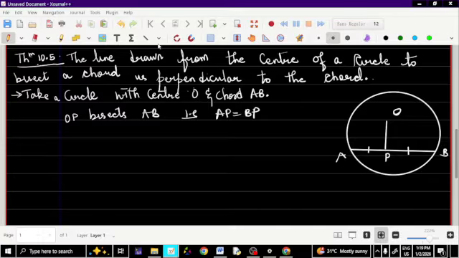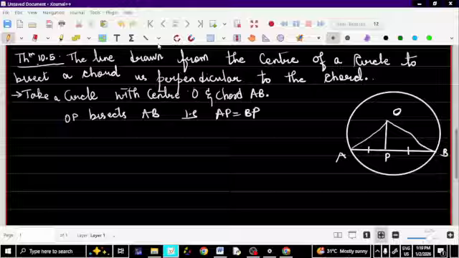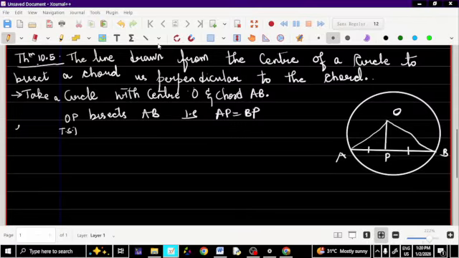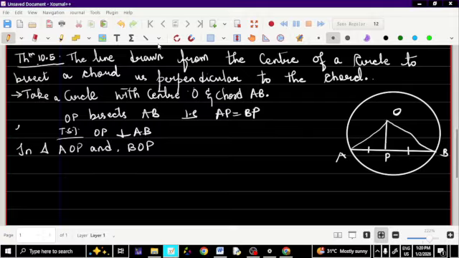So what you will do? Again, you will have to join OA and OB in this manner, and you have to show that these two triangles are congruent, and by CPCT, these two angles will be equal, and they are also forming a linear pair. So each one will be 90. That is what I have to prove. So again, I'll take both the triangles, and we have to show that OP is perpendicular to AB. In triangle AOP and triangle BOP, firstly OP is the common side.